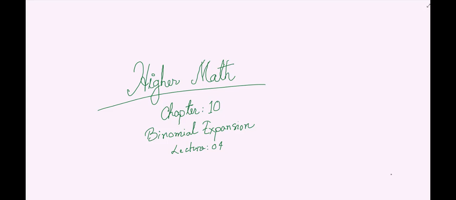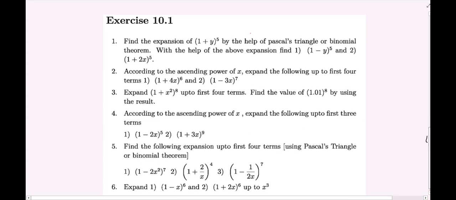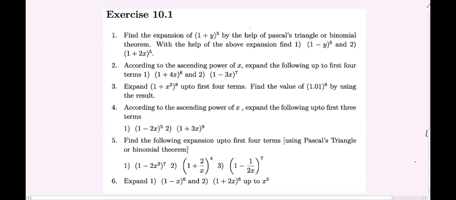So in this class we are going to solve some problems from exercise 10.1. We have discussed the theory in the last three lectures. Today we are going to solve some problems given in exercise 10.1.